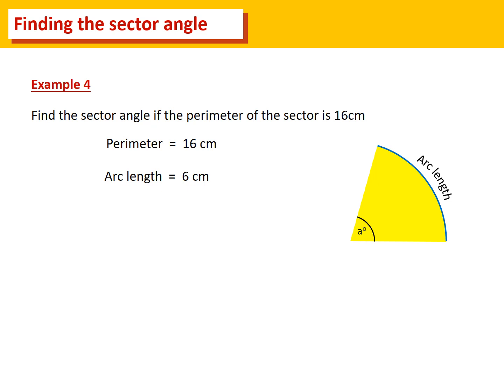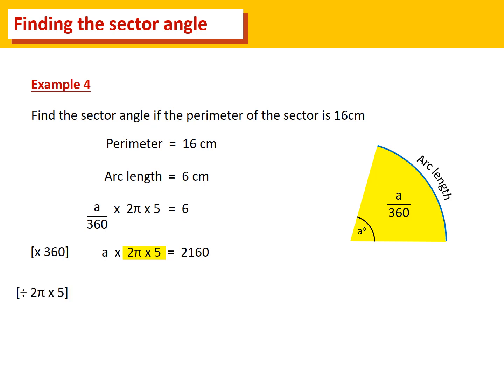So once we've got the arc length equaling 6 centimetres, there should be a method that's familiar to us. The fraction of the circle is A out of 360 times 2 pi times 5. Remember, 5 was the radius, and that equals 6 centimetres. Times by 360, divide by 2 pi times 5, well, that's just 10 pi. Tap that in your calculator, make sure you put the brackets on the denominator. You should get 68.754, and we'll round that off to 68.8 to 3 significant figures.